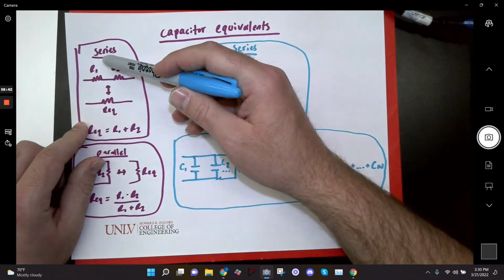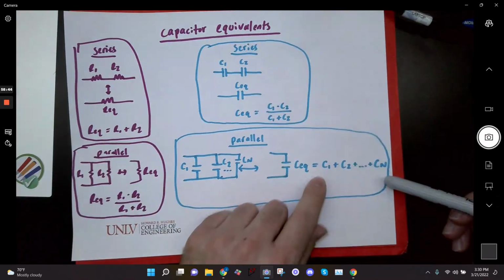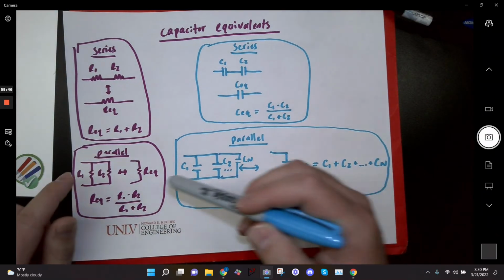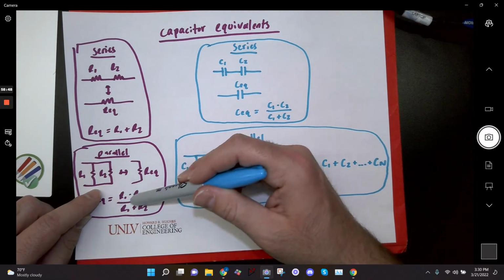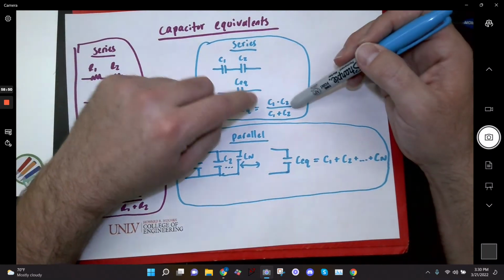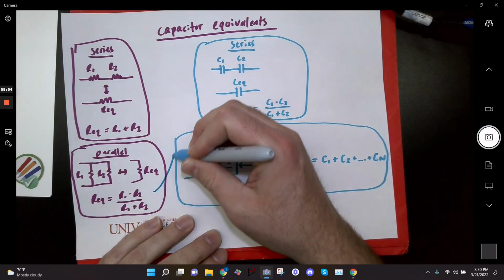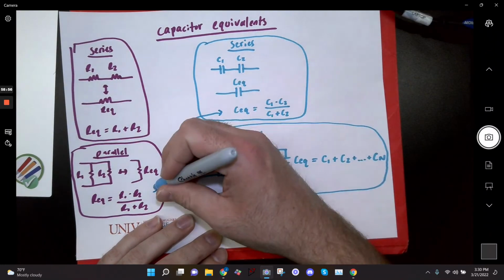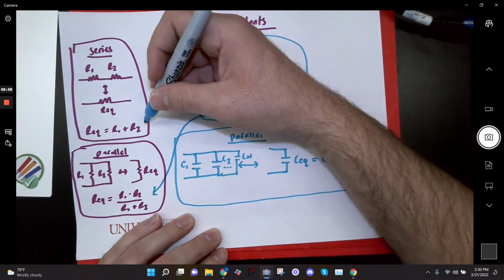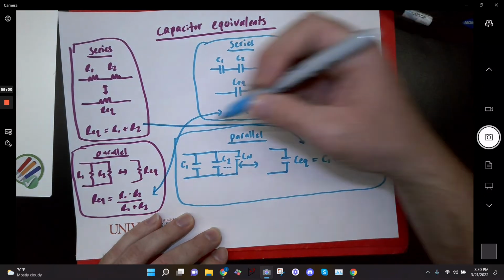So for resistors in series, you add them. For capacitors in parallel, you add them. For resistors in parallel, you use the product over the sum. For capacitors in series, you use the product over the sum, right? So you see this equation and this equation are related, while this equation and this equation are related.